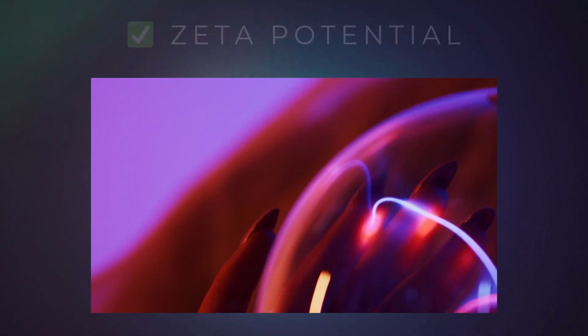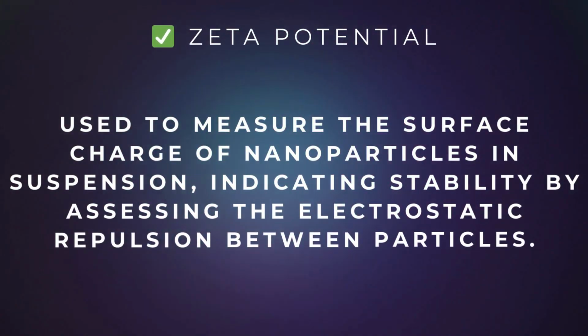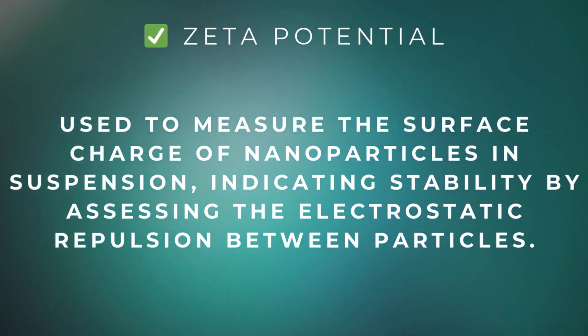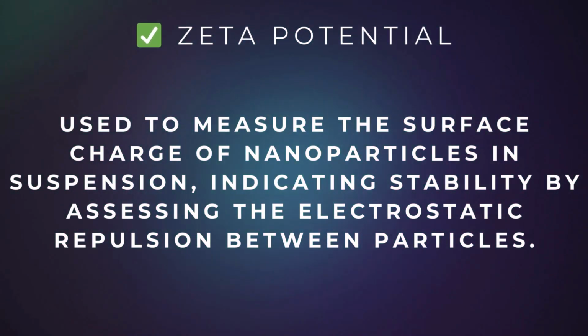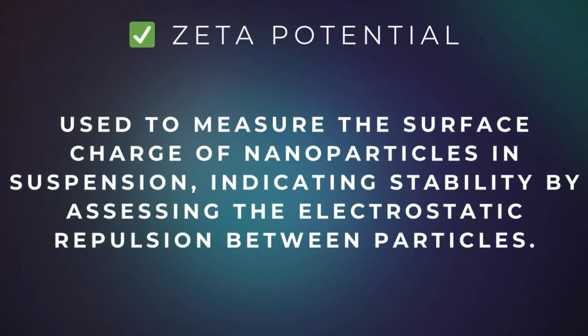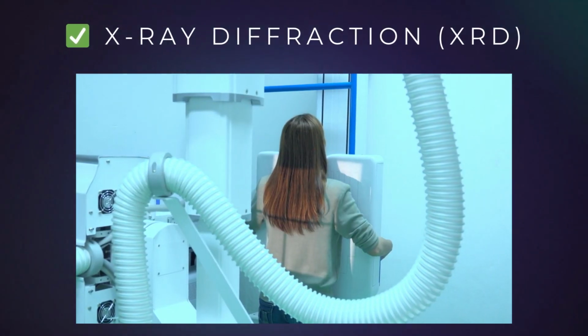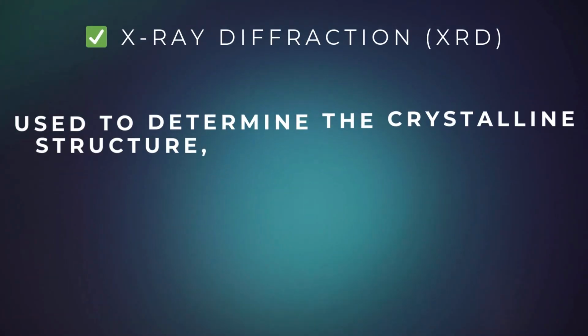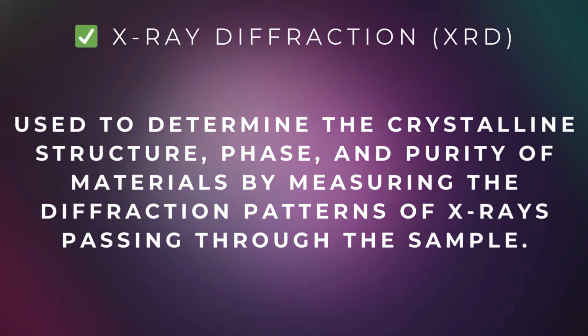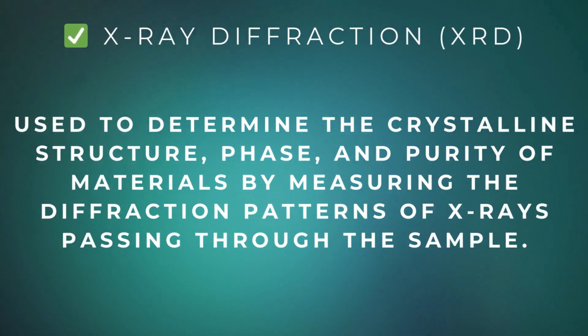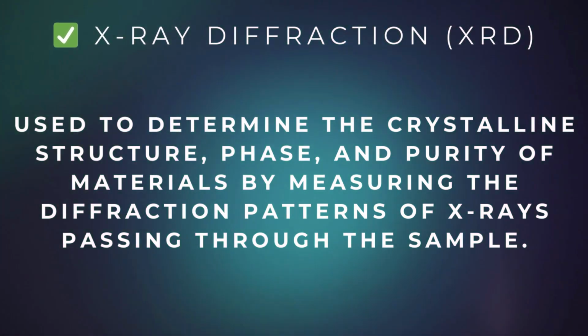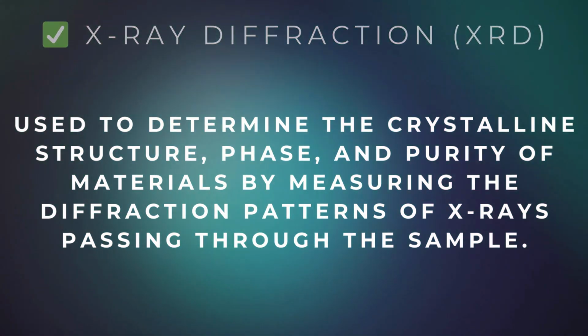Zeta potential, used to measure the surface charge of nanoparticles in suspension, indicating stability by assessing the electrostatic repulsion between particles. X-ray diffraction, XRD, used to determine the crystalline structure, phase, and purity of materials by measuring the diffraction patterns of X-rays passing through the sample.